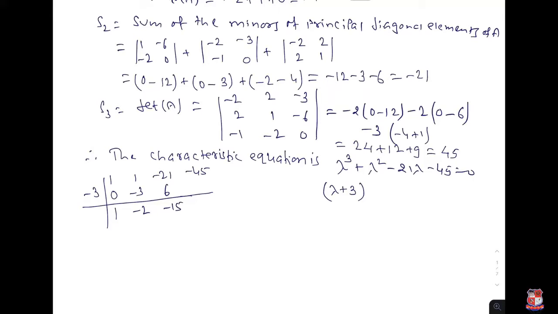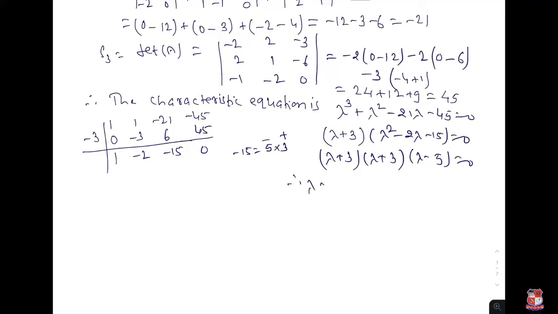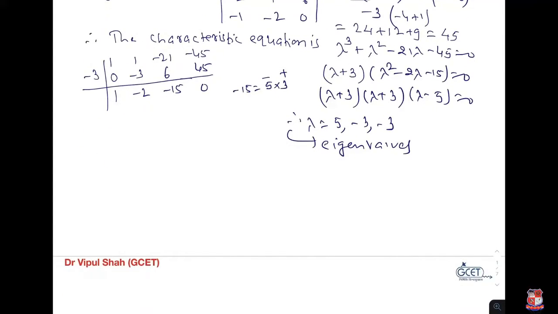That is minus 15. Then multiply these two, and so you will get 0. So the next is lambda square minus 2 lambda minus 15 equal to 0. Minus 15, you can have minus 5 and plus 3, since 5 threes are 15. So (lambda plus 3)(lambda minus 5) equal to 0, and therefore lambda equal to 5, minus 3, minus 3. So these are the eigenvalues. Now we need to find the eigenvector corresponding to each eigenvalue.